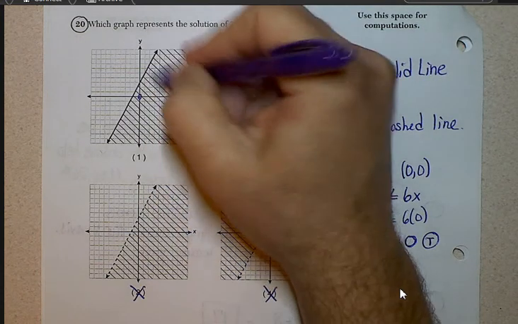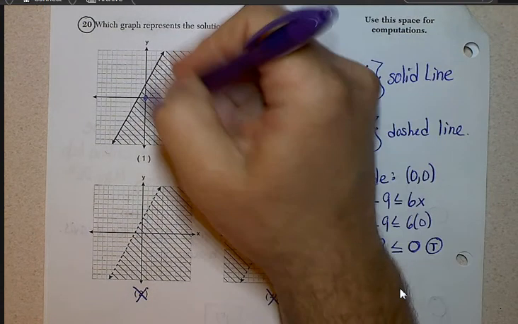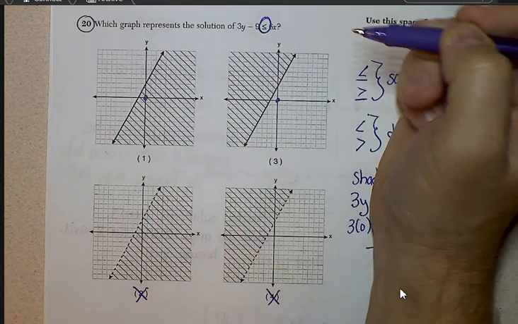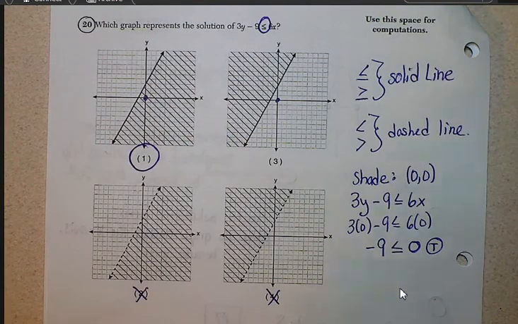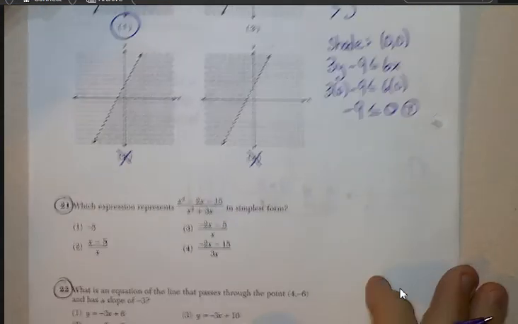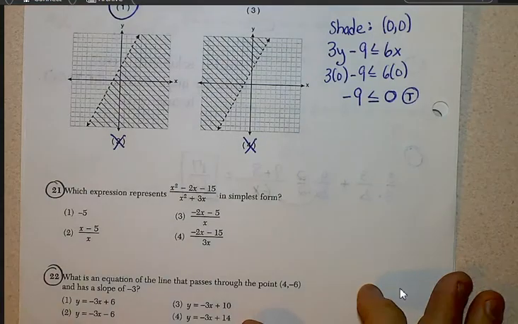Because remember, if it makes it true, we shade that side or that half that 0, 0 came from. So the answer is choice 1. All right, now we jump down to question 21. Question 21 is, again, one of the ones we recently took a look at, rational expressions.